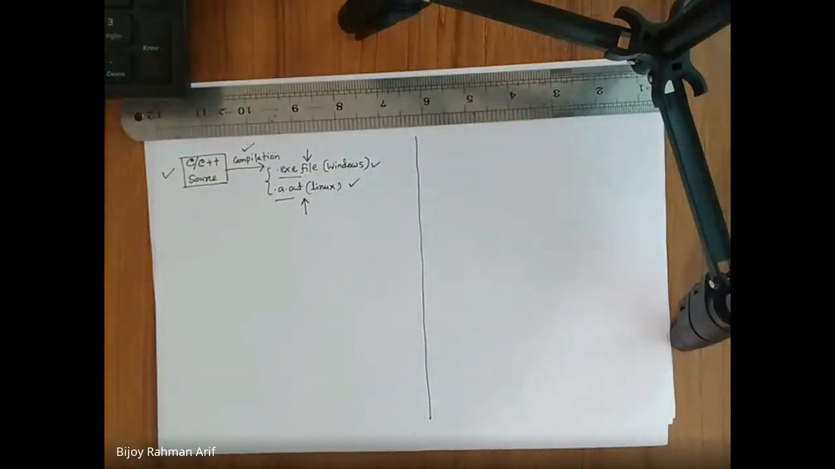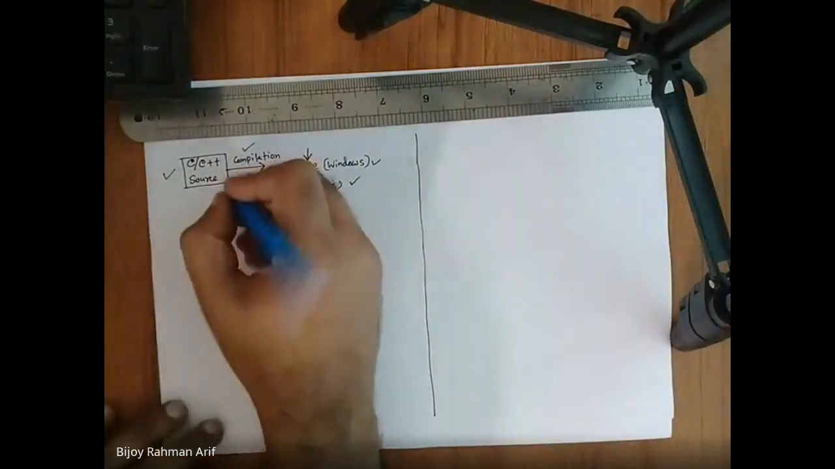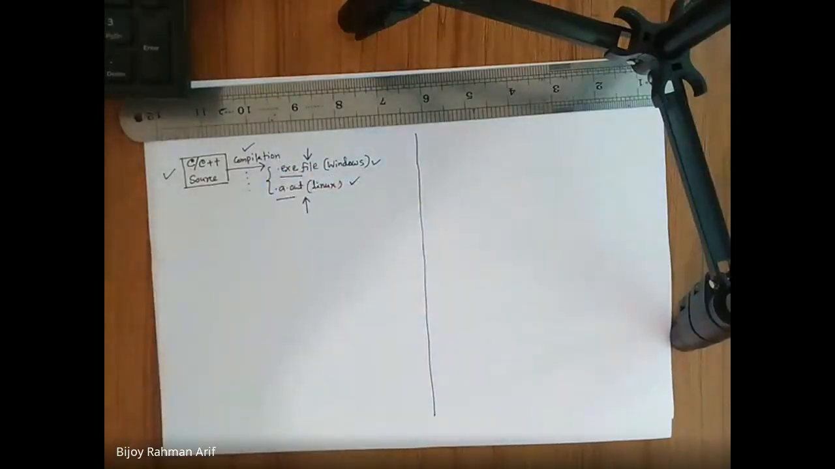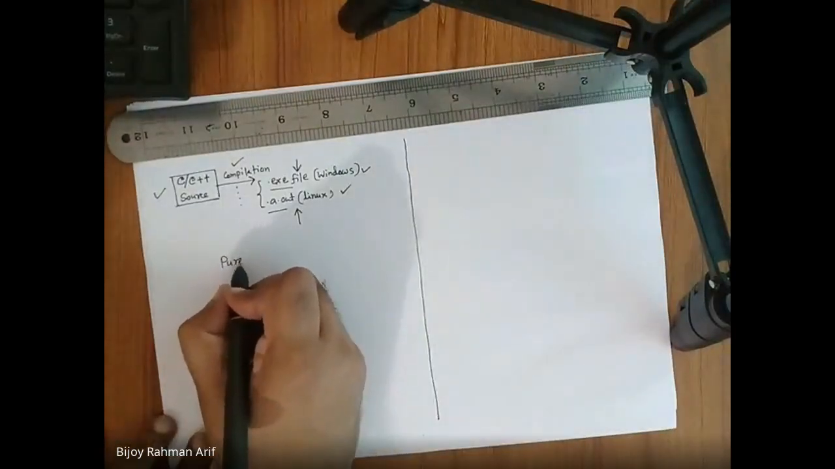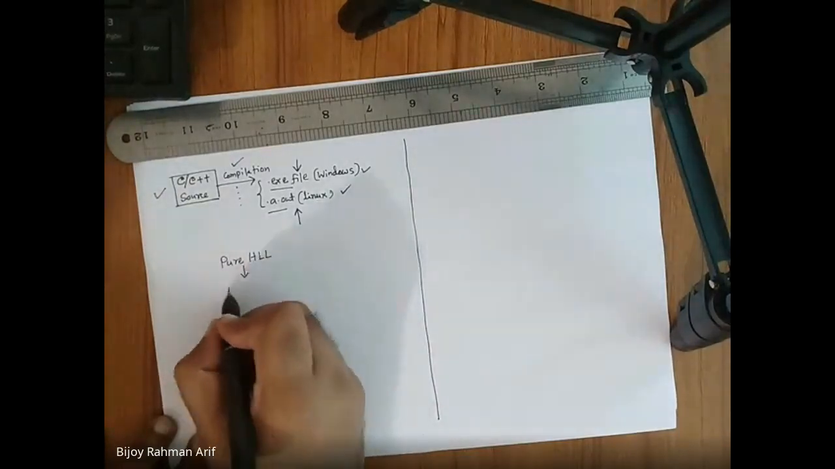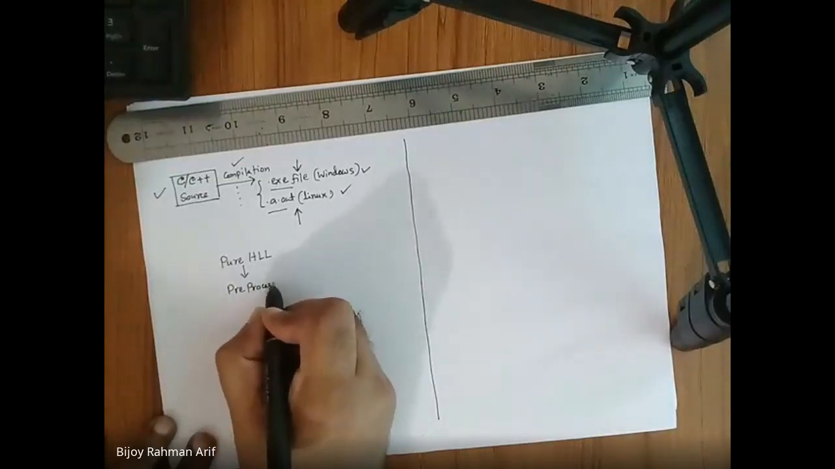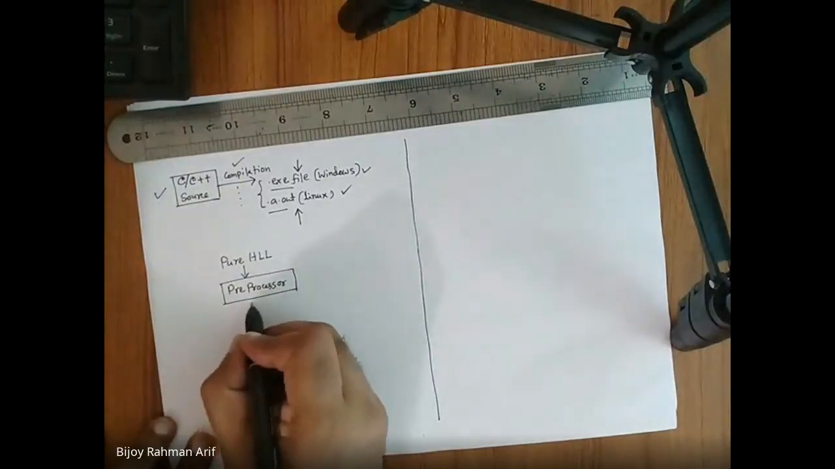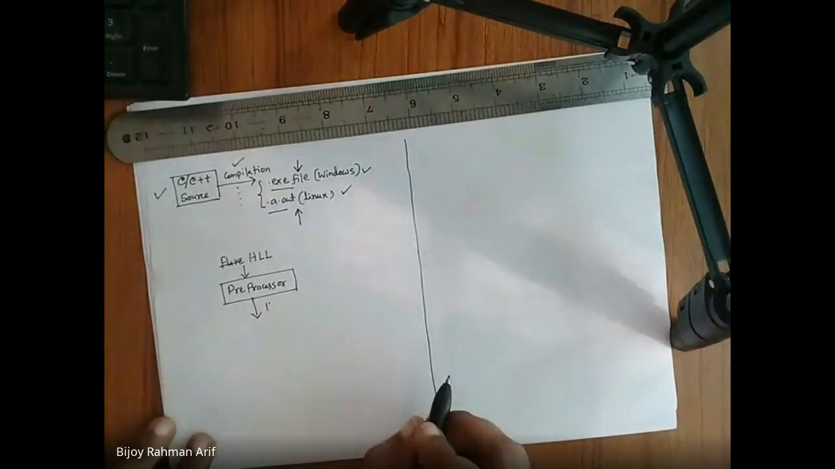Okay. Now, what are the steps here? What is happening here? At the very beginning, we give pure HLL, pure high-level language. Then it is passed through the preprocessor. We pass the HLL, high-level language, our source code, and the preprocessor converts it.